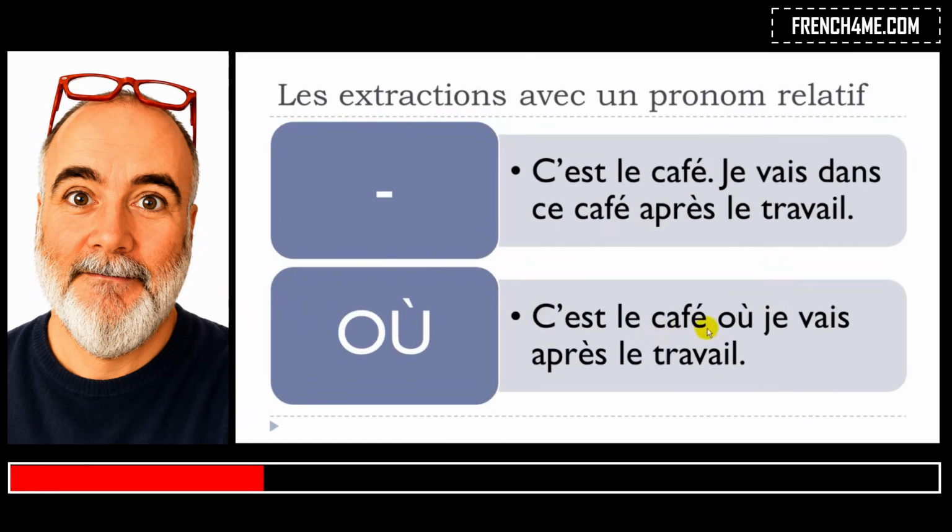The first part doesn't change. C'est le café. Then, instead of dans ce café, you will put your pronoun où right here. Je vais. And then après le travail. So basically, the direct translation would be c'est le café, so it's the café where I go after work. So it's quite close to English when you use this pronom relatif. Well, actually, in that case. So it's actually quite simple.